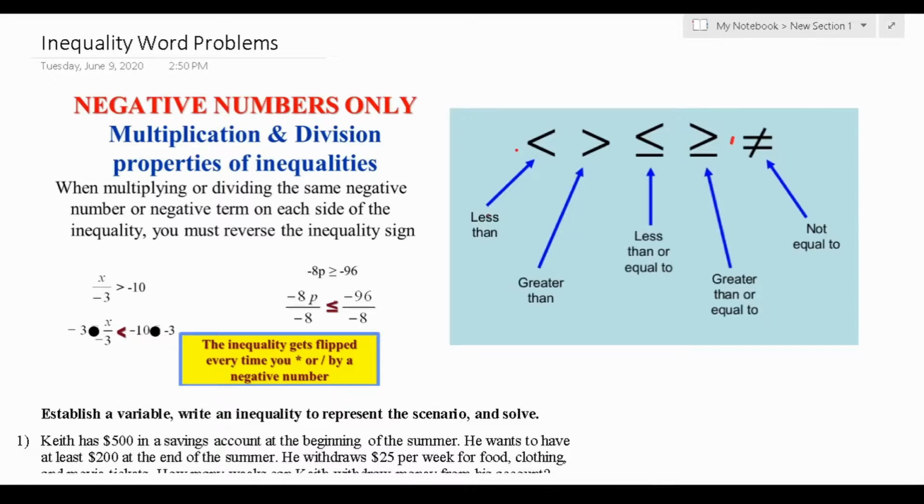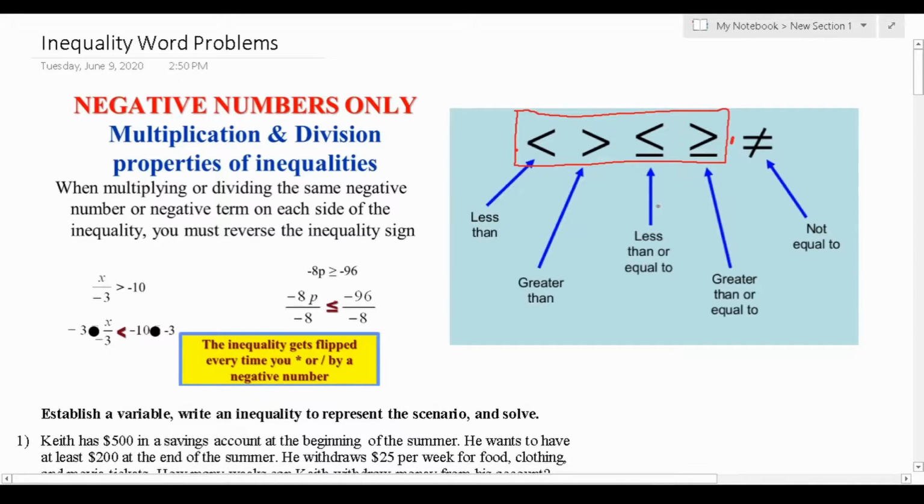I want to mention that solving inequalities is almost the same as solving equations. The key difference being that equations have equal signs, whereas inequalities make use of inequality signs. As you can see, you're going to be using these 4 over here, that is less than, greater than, less than or equal to, or greater than or equal to.